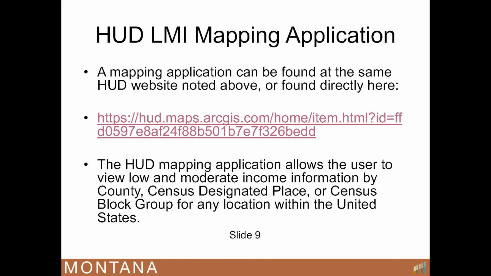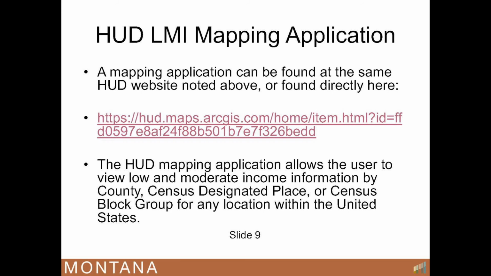All right, slide number 9 discusses the HUD LMI Mapping Application. So the mapping application that HUD has prepared can be found at the same HUD website noted above, or can be found at the link noted right here in the middle of the slide. The HUD mapping application allows the user to view low and moderate income information by county, census-designated place, or census block group for any location within the United States.